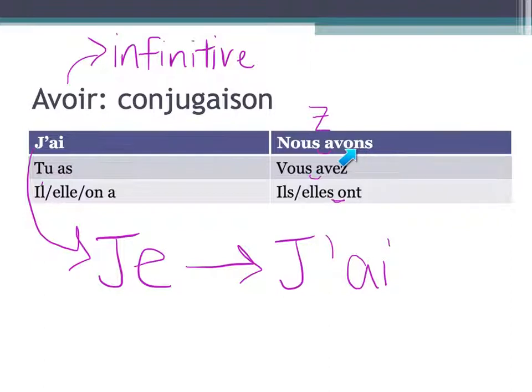You might have noticed that this is a nasalization right here. We don't pronounce the S and we nasalize this N. Nous avons. This EZ makes an A sound. We don't hear the Z at all. And then we have another nasalization. This T isn't pronounced at all, and then the N is nasalized. Elles ont. Okay, so that's the verb avoir.